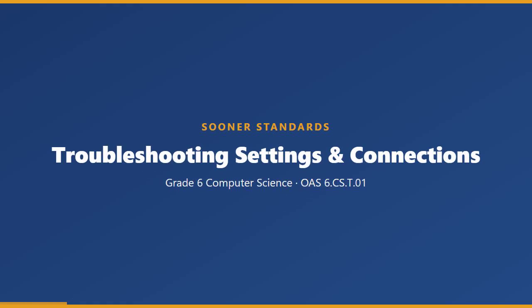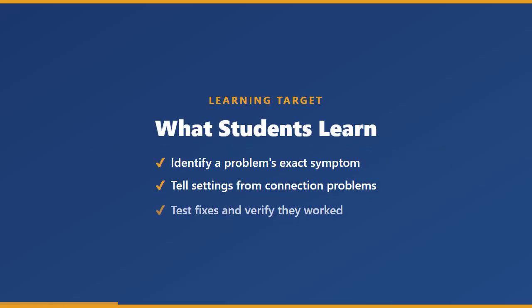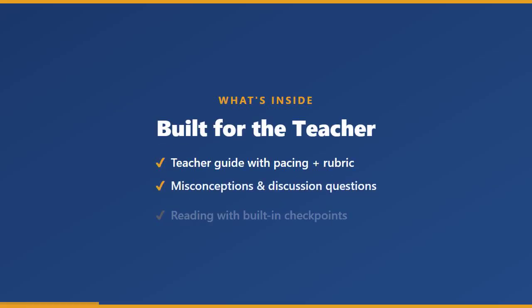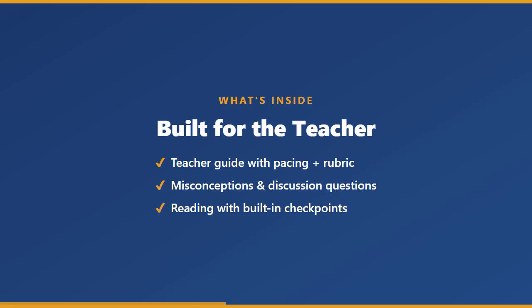From Sooner Standards, Troubleshooting Settings and Connections, a complete Grade 6 computer science unit for Oklahoma Standard 6CST01. Students learn to identify and resolve software and hardware problems with computing devices and their components involving settings and connections. Inside, a full teacher guide with pacing, misconceptions, and a scoring rubric, plus a content lesson with built-in comprehension checkpoints.